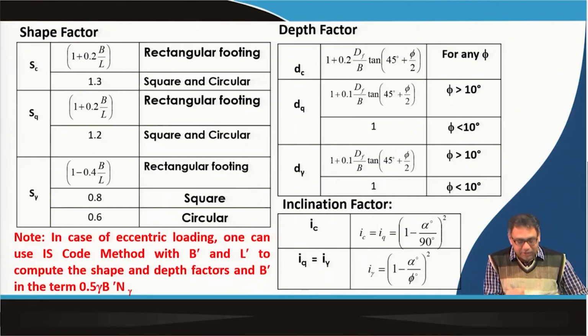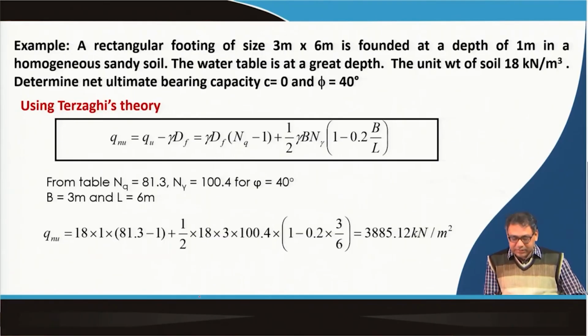Again, remember that for eccentric loading, one can use the IS code method with B dash and L dash to compute the shape and depth factors, and B dash in the term 0.5 gamma B dash N gamma. So, that means here, like Meyerhof, we have to use B dash and L dash to compute the depth factor and the shape factor, and in the third term we have to use B dash in case of eccentric loading.